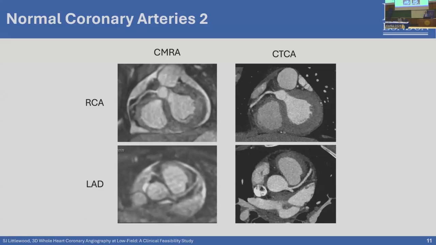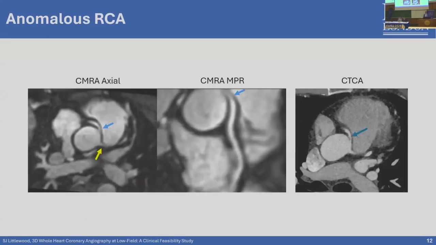So this is all well and good. We can see some normal vessels, but can we see some pathology? So here's a patient with an anomalous right coronary artery arising from the left coronary cusp, as depicted with the blue arrows. And you can see on the MPR in the middle panel how the origin is pinched between the aorta and the pulmonary artery. And this is, again, demonstrated on the comparator CTCA on the right-hand side.